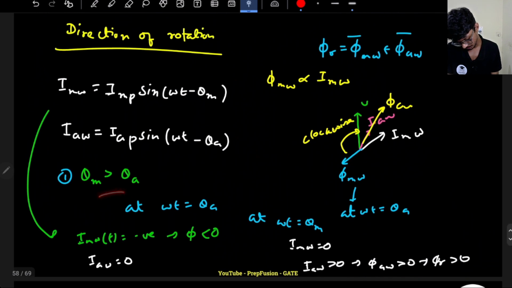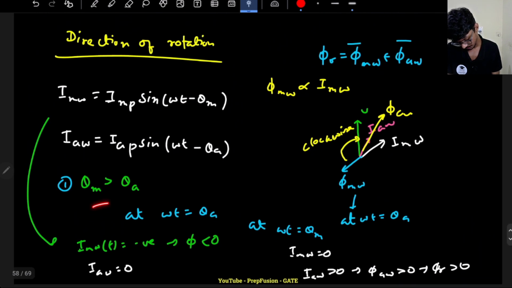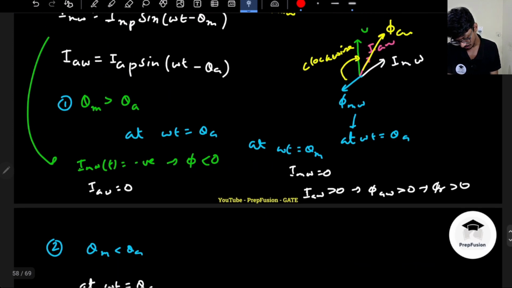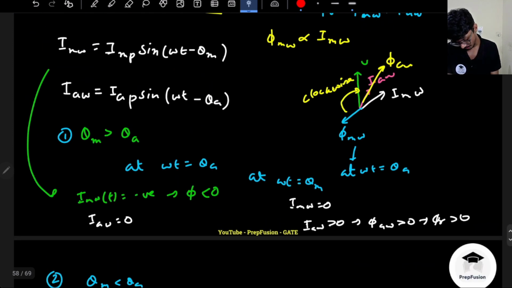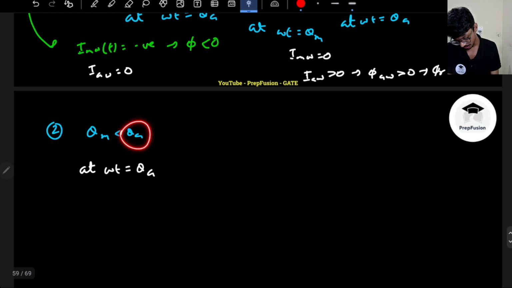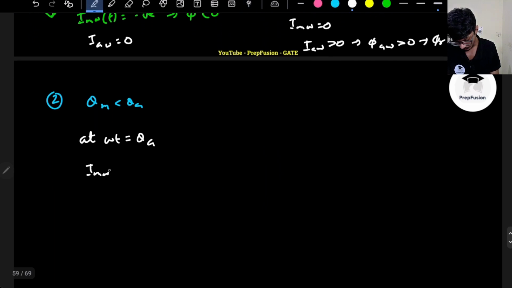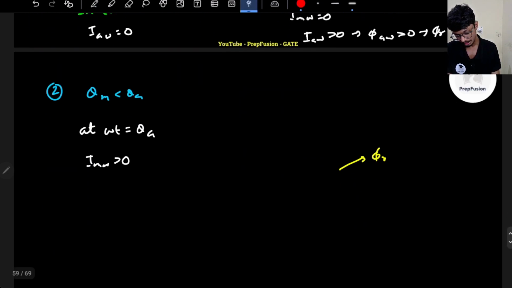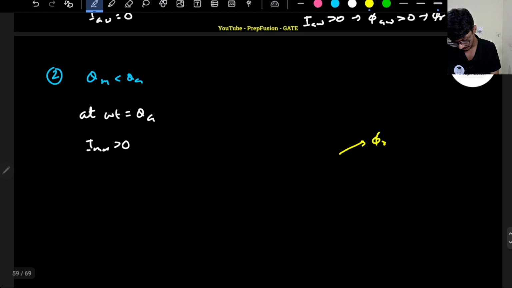Theta m is greater than theta a. So at omega t equals theta a, what will happen? This will be theta a minus theta m, and theta a is greater. So now my main winding current will be positive. My initial flux will be somewhere here in the same direction as the main winding current. And your auxiliary winding current will be 0.